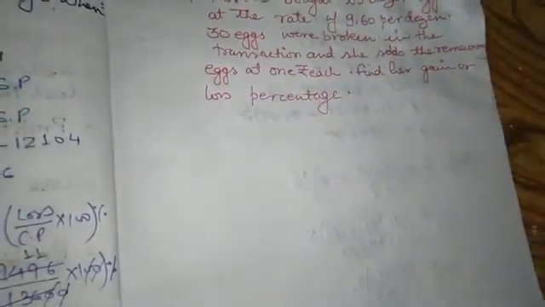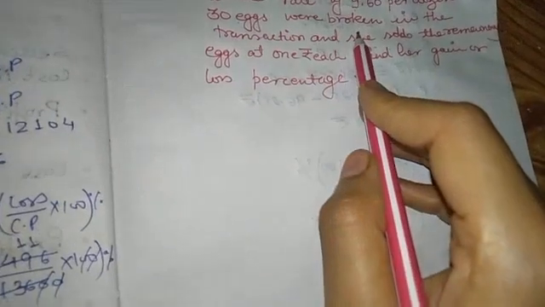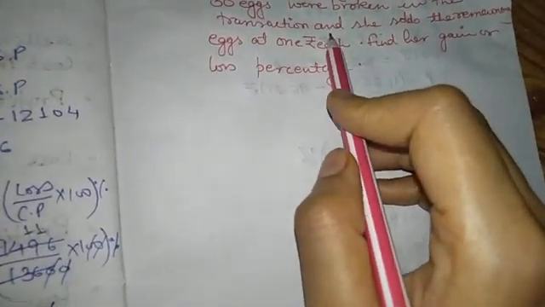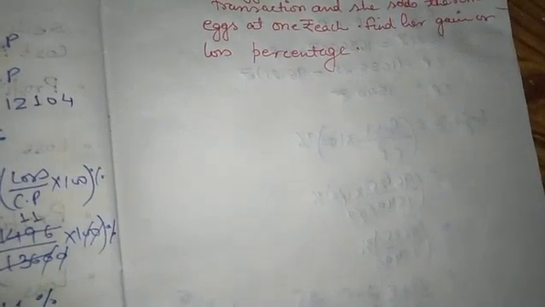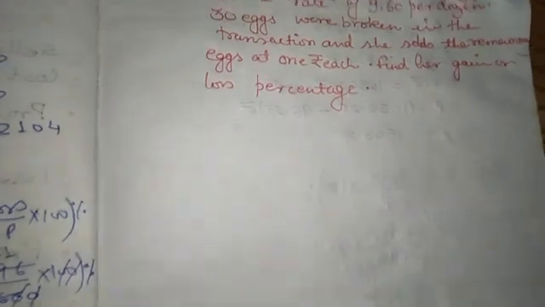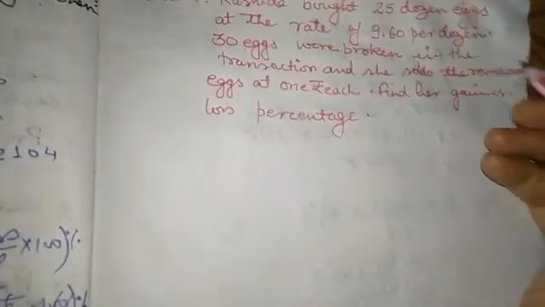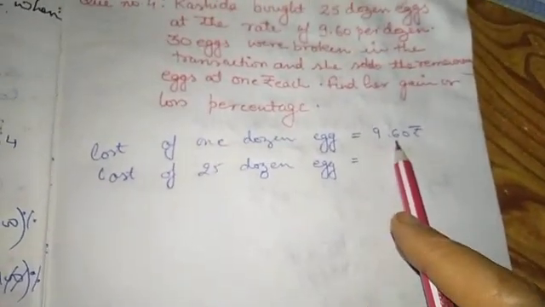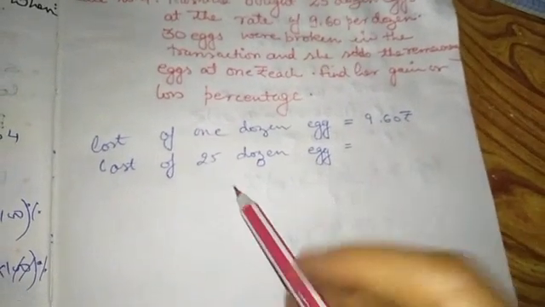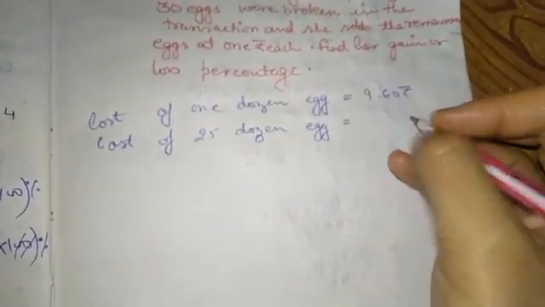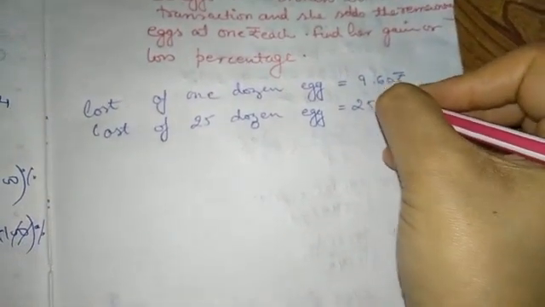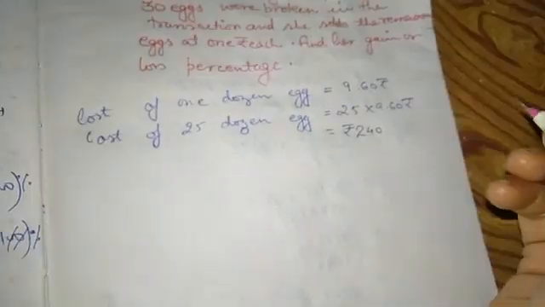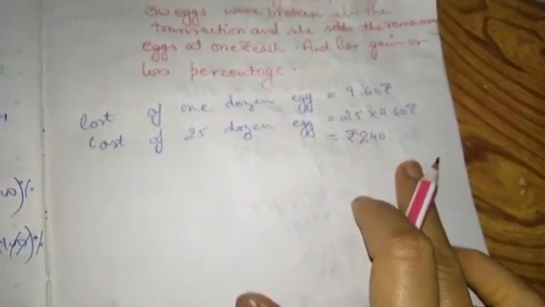While taking from one place to another place, 30 eggs were broken and the remaining eggs she sold at rupees 1 each. Now all we need to find is whether she met a loss or a gain. Here it is given, cost of 1 dozen eggs is 9.60 rupees. Then the cost of 25 dozen eggs is 25 into 9.60 rupees. We can say 240 rupees.